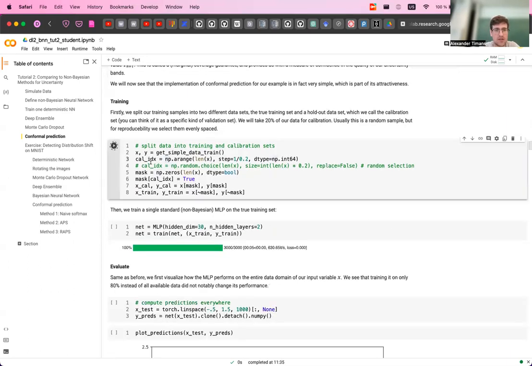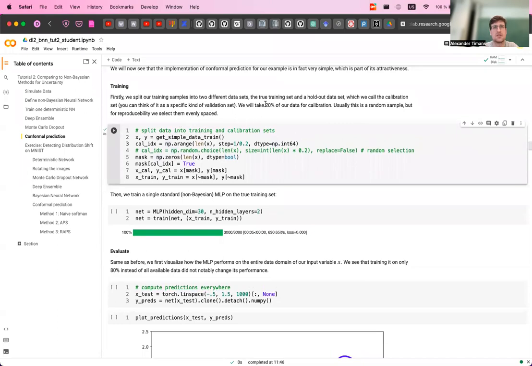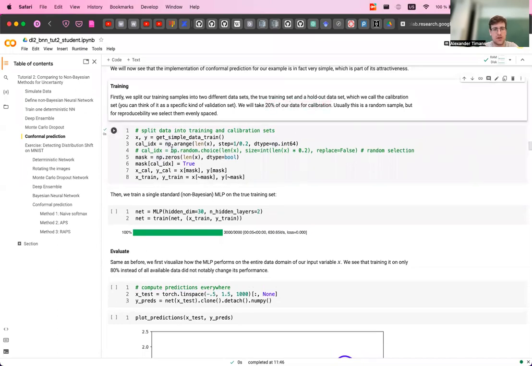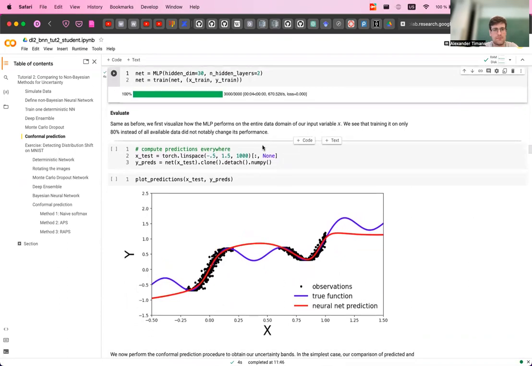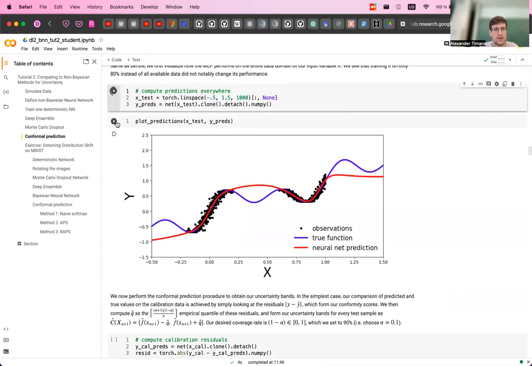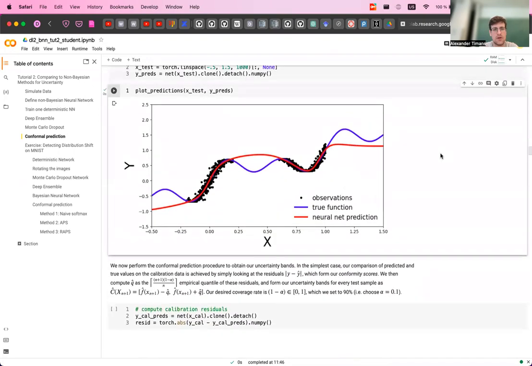So yeah, we can do that here. Now we take our data and split it into training and calibration data. I just take 20% of the data for this calibration. I train my one neural network, and then I run my predictions. And now I just visualize my predictions. Here I didn't do anything with conformal yet. This is just the neural network trained on 80% of the samples. And it looks similar to the one trained on 100% of samples.